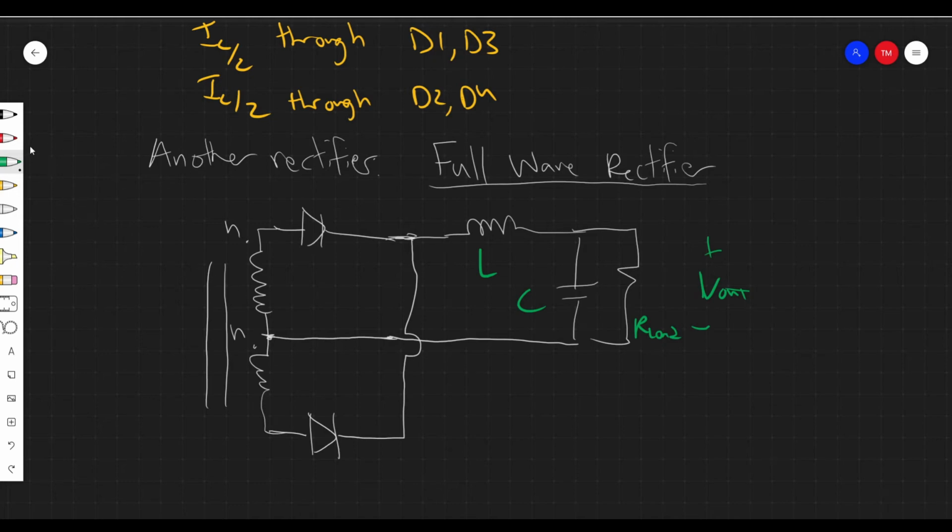So again, if we consider Vx, finding V out is simply looking at the average of Vx. So V out is the average of Vx. So what is Vx in this case? Well, again, we have to consider these voltages.